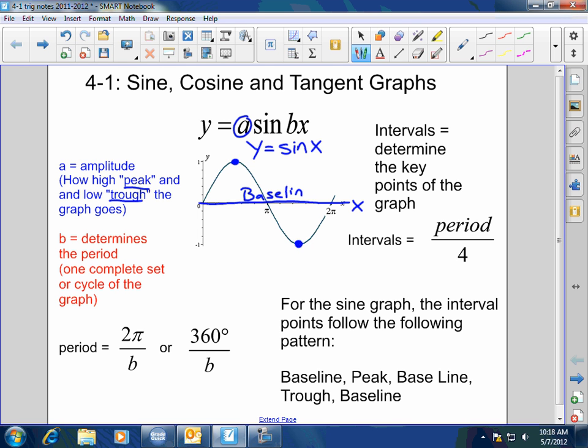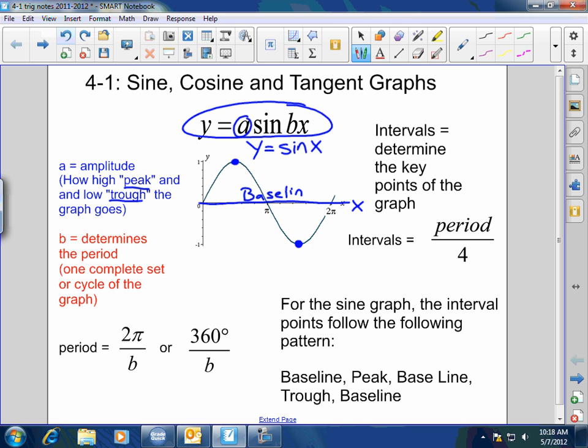Tomorrow, we're going to shift these graphs horizontally and vertically. And there's going to be another letter that I'm going to add on to this called the C, and that will determine the new baseline. But for right now, when I have my function of the sine in this form right here, I'm not adding anything to it, okay? My baseline is the x-axis.